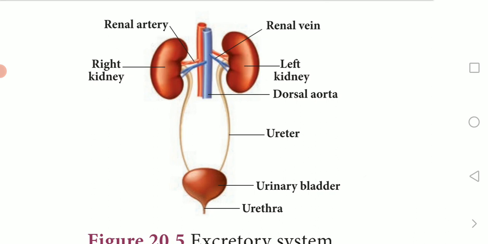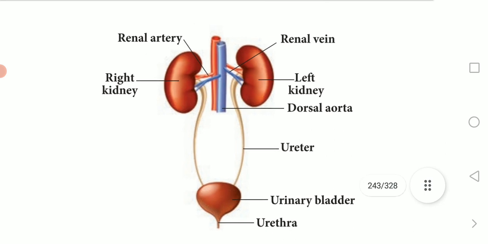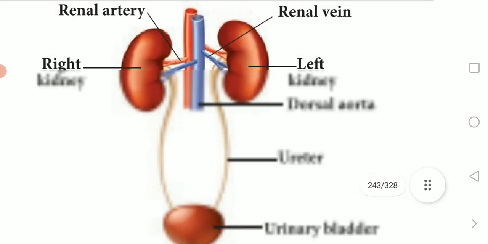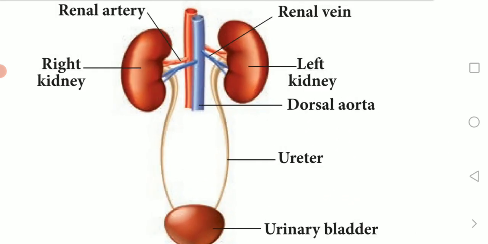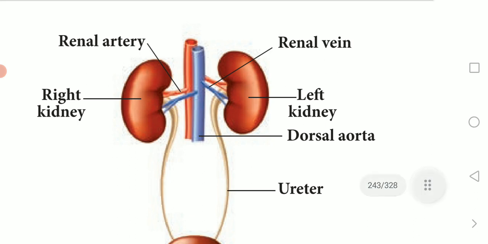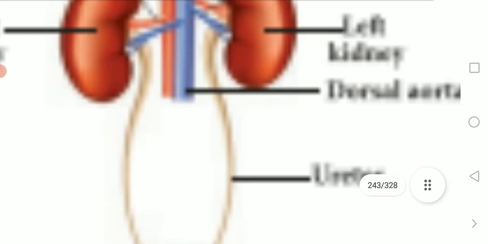Each kidney is about 11 centimeters long, 5 centimeters wide, and 3 centimeters thick. The kidney is covered by layers of fibrous connective tissue: the renal capsule, adipose capsule, and fibrous membrane. Internally, the kidney consists of an outer dark region called the cortex and an inner region called the medulla. Both contain uriniferous tubules and nephrons.